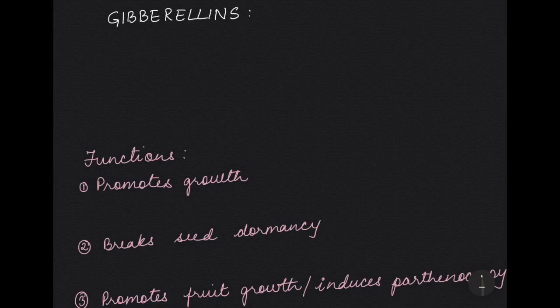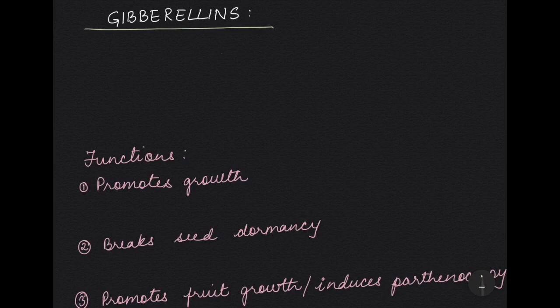To continue with chemical coordination in plants, today I'm going to start with another plant hormone. If you remember in the last upload, I had talked about the first plant hormone that was discovered in plants, that is auxin, which was a powerful growth stimulant. Today we are going to talk about another kind of plant hormone which is known as gibberellins.